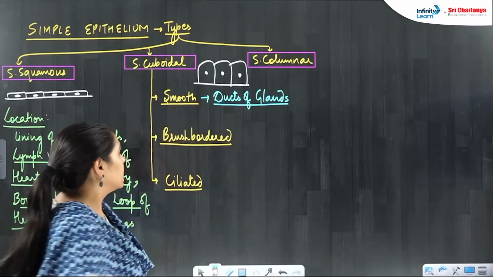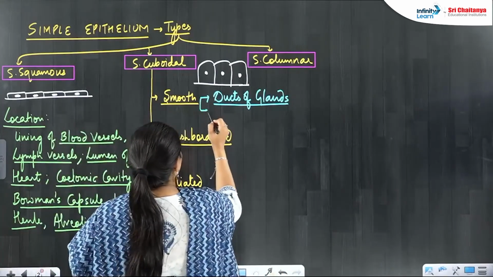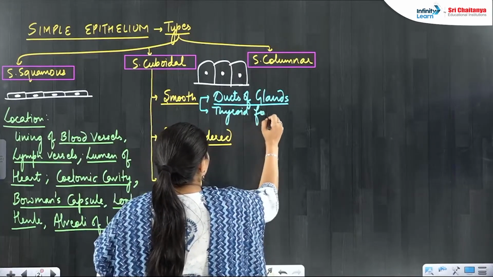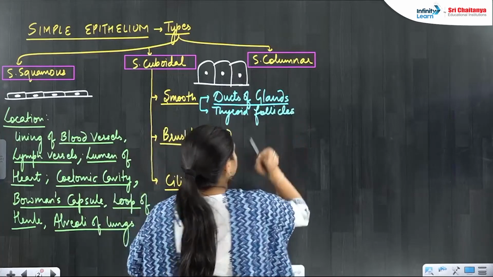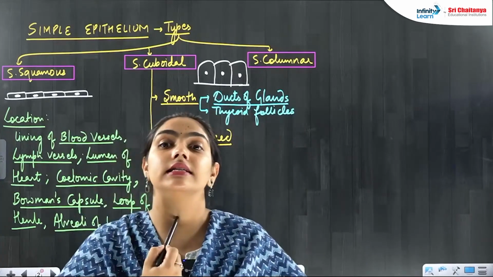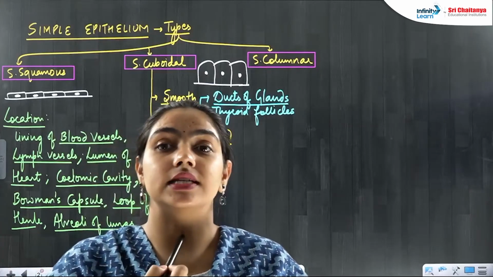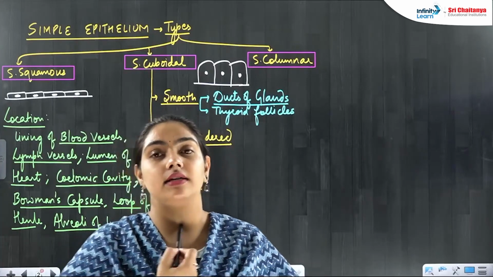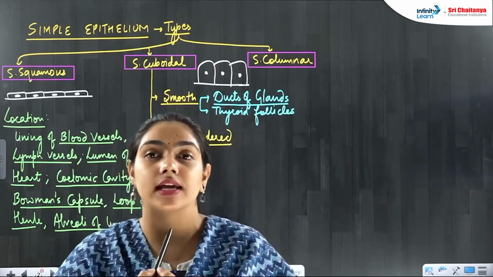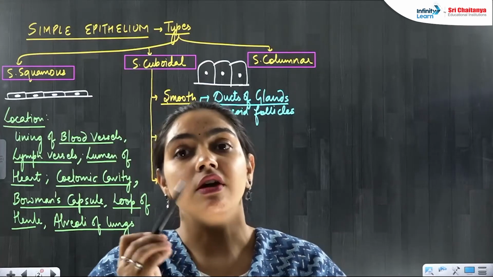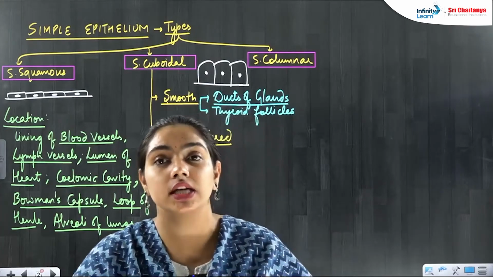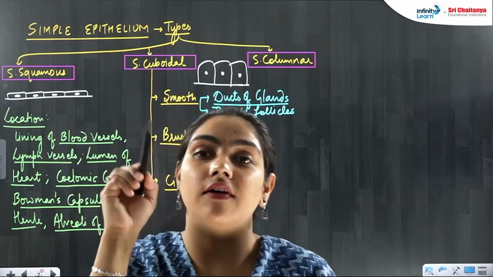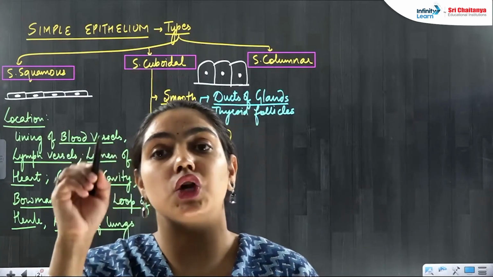Now, if you know about the thyroid gland, there are thyroid follicles. The thyroid gland is present here on either side of the trachea. You will study about the thyroid gland in the chapter endocrine system, or chemical coordination and integration, which is the last chapter of human physiology. So the thyroid gland has thyroid follicles, and these follicles have cells. These cells are cuboidal in shape.